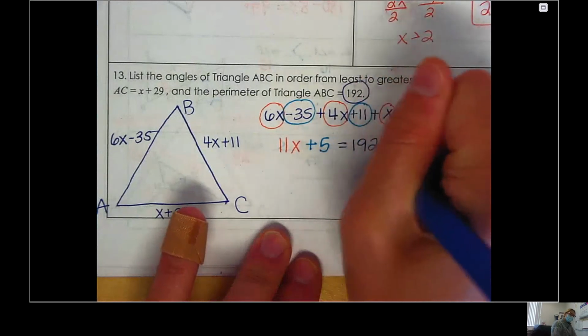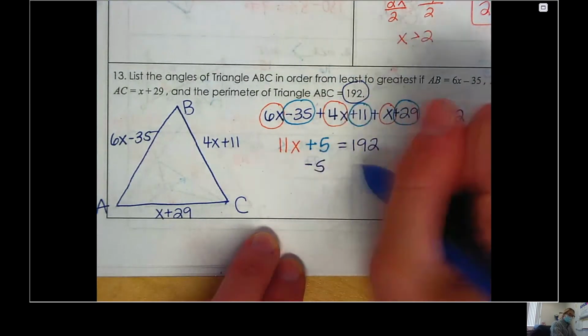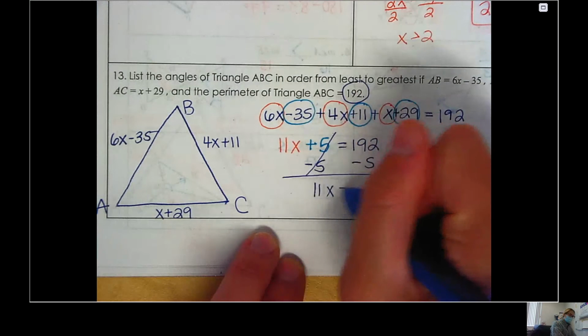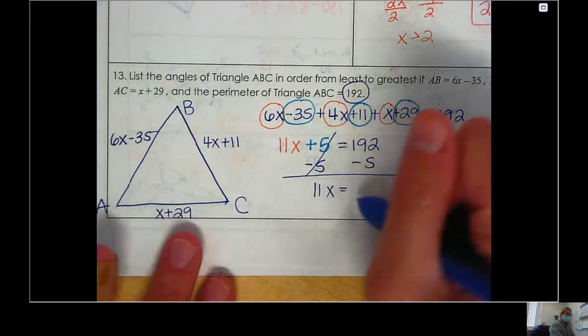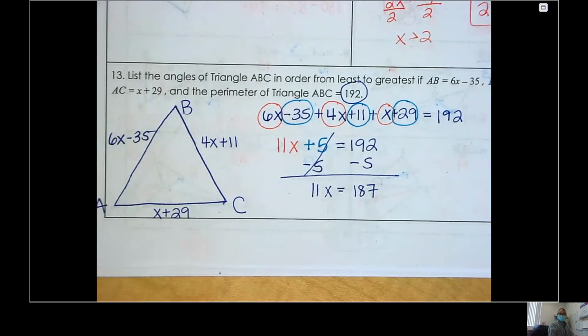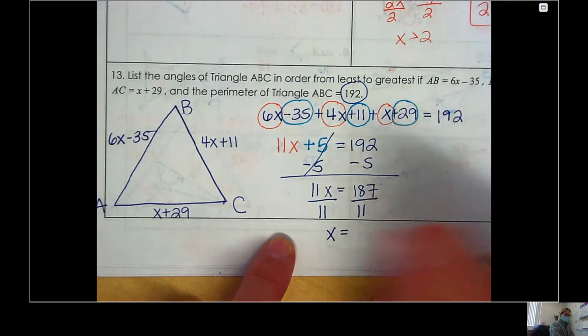equals 192. Okay, what should I do now? It looks way easier now. Minus 5 from both sides. We get 11x equals 187. Now what's my last step? Divide by 11. I get x equals 17.